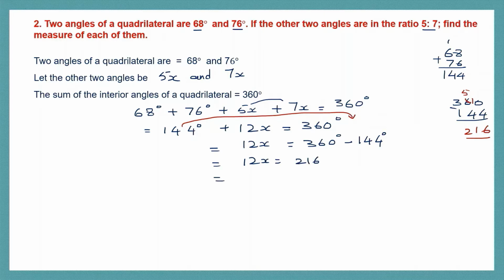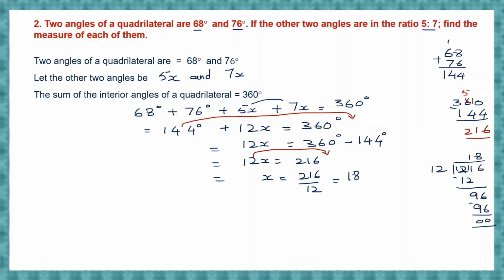So how much will x be? x will be 216 divided by 12. Why division? Because when I transpose 12 to the other side, here it is multiplication, it becomes division. So let's divide 216 by 12. 12 ones are 12. Minus, now let's borrow, 11 minus 2 is 9 and 6. Now 12 eights are 96. So we have found the value of x to be 18 degrees.